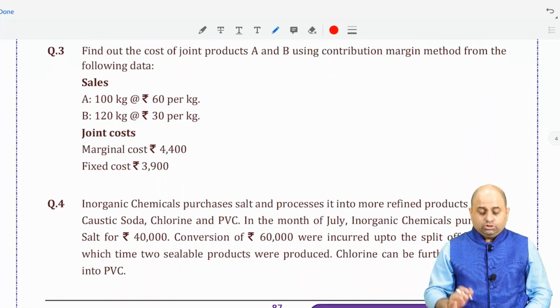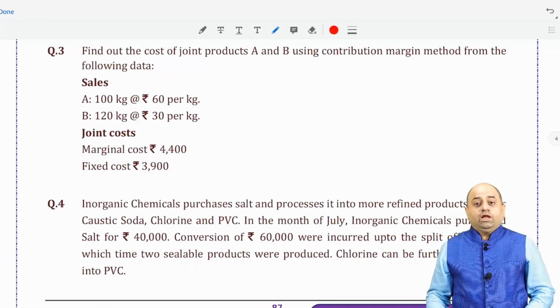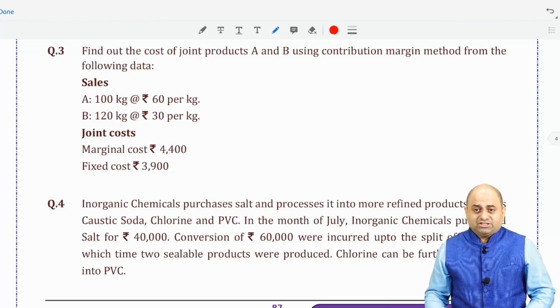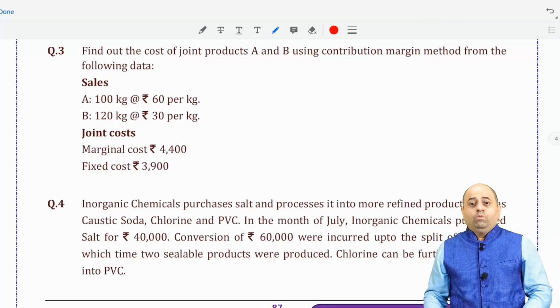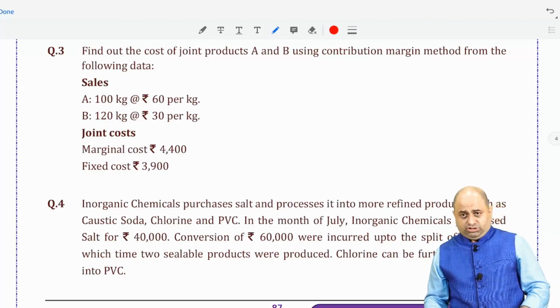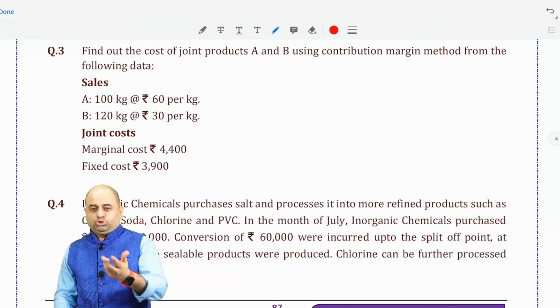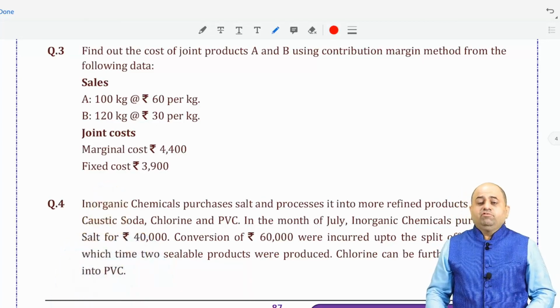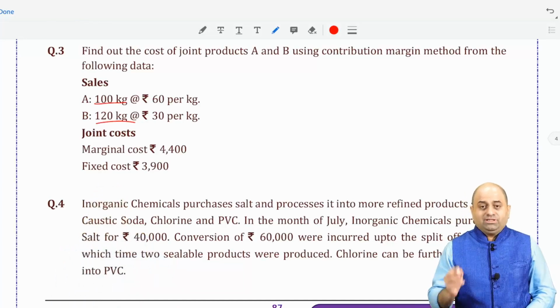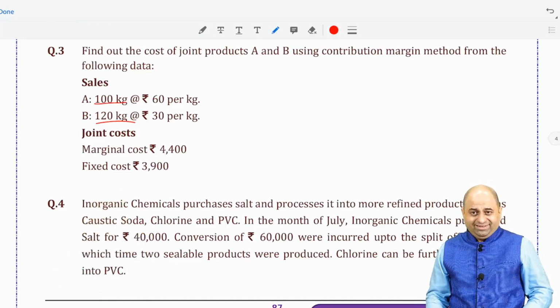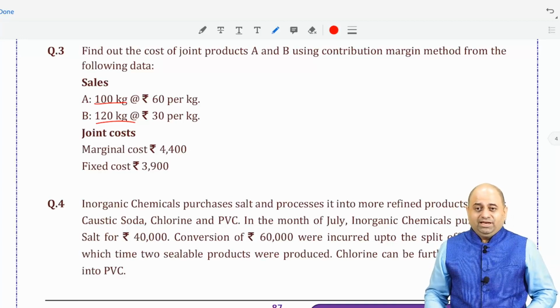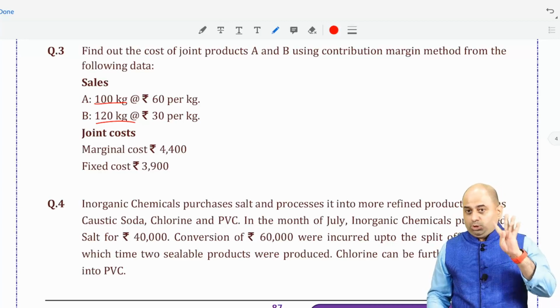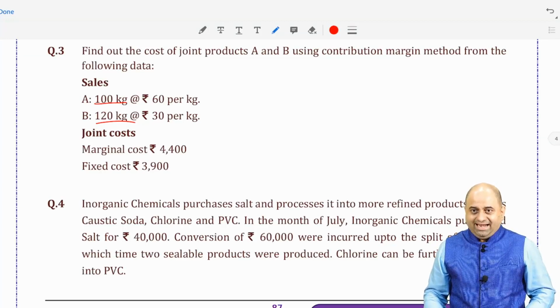And finally, in third question, you will apportion the joint cost on the basis of contribution margin method. You will find out the fixed joint cost, which is given very clearly. You will apportion that on the basis of contribution, whereas the marginal cost, in simpler words, we can also refer to it as a variable cost. We will apportion it on the basis of output, that is in the ratio of 100:120. These are the few basic problems. In my humble opinion, the real topic will start from question number 4. I'll discuss that next.